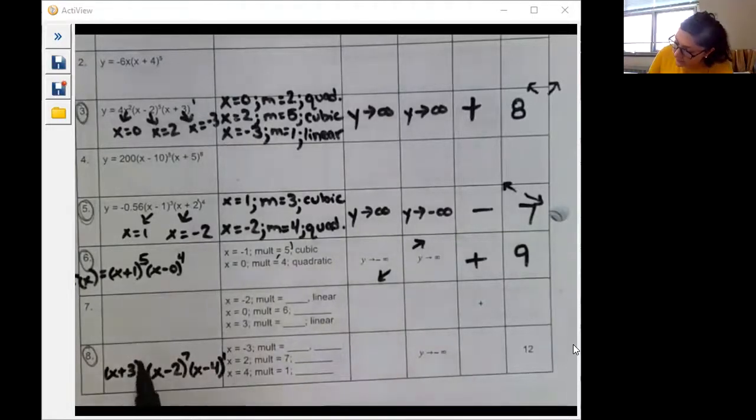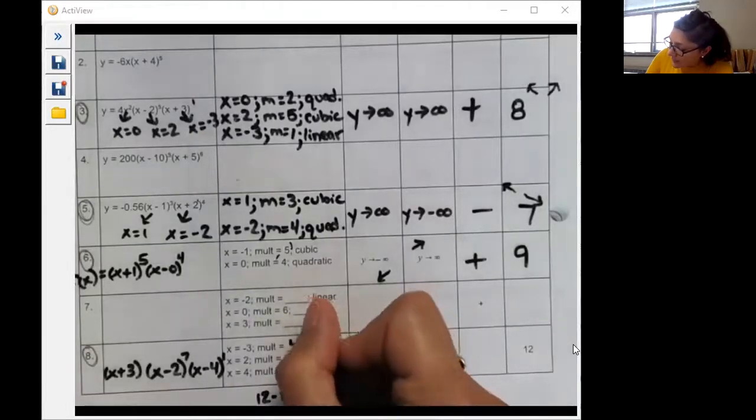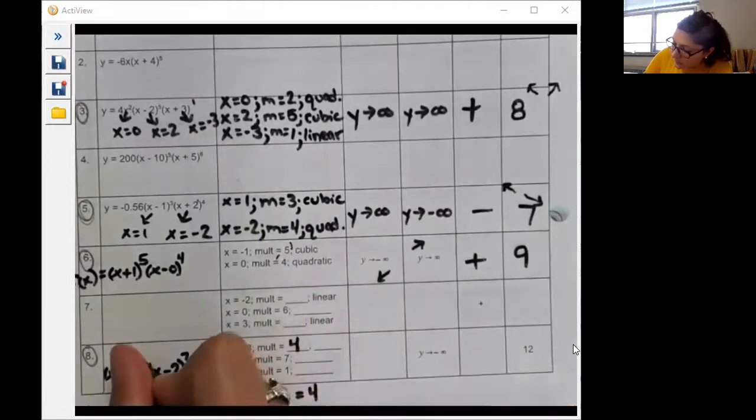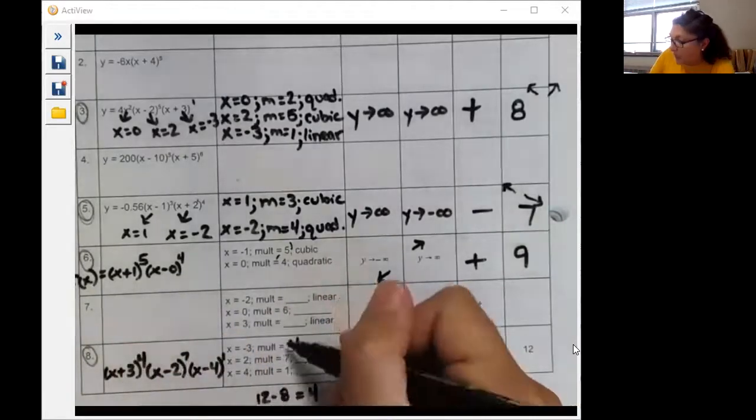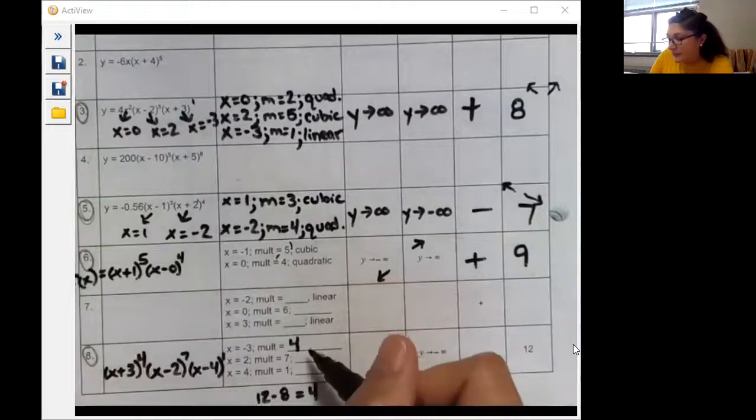Now, to figure out this exponent, I'm going to take a look at the degree that they gave me. They told me my degree is 12. That means if I add up all the exponents, I should get 12. The only exponents I have right now are 7 and 1. So that gives me 8. So 12 minus 8 tells me I've got 4 left over. So that means that has to be the multiplicity or the exponent that I was missing. It would have to be 4. If all of these have to add up to 12, this one's got to be 4.